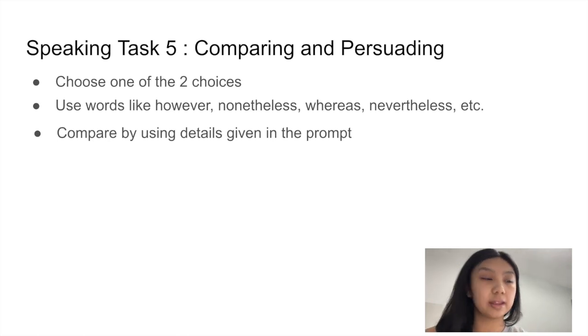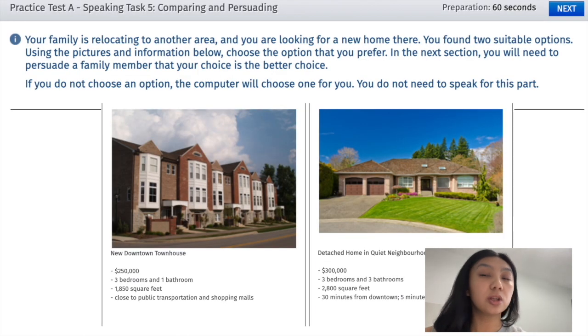And what do I mean by this? You are given two options and the two options would have bullet points of their features. So when you want to compare, you have to use these details in order to highlight the comparison. So for example, the new downtown townhouse is $250,000 and the detached home in the quiet neighborhood is $300,000.